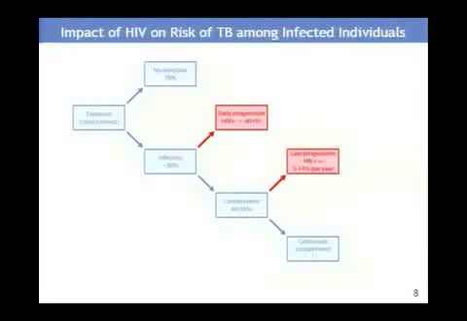So among those who do not progress to active disease in the first 2 years, they move on to the next blue box there, and you see that among those people, the risk of progressing to active disease per year is between 5 and 14%. So HIV-infected people who do not progress to active disease immediately, on average, 10% of them will progress to active disease each additional year.